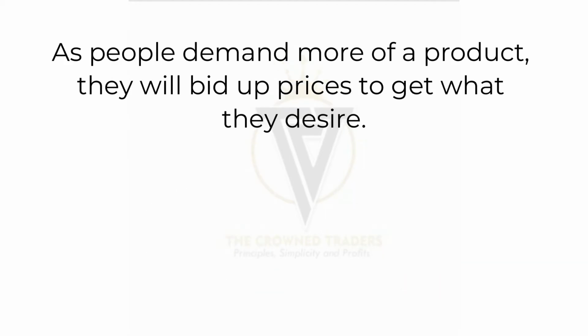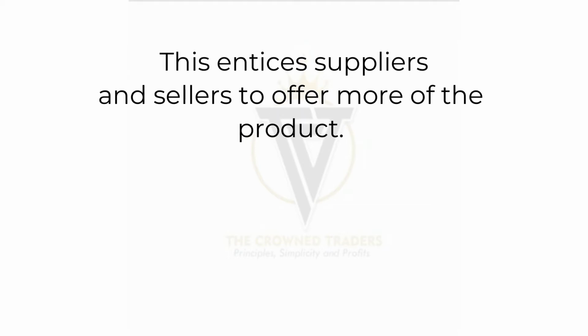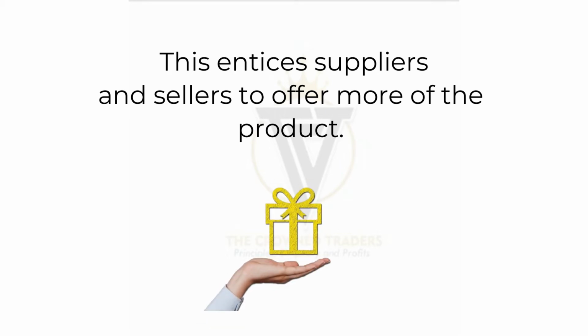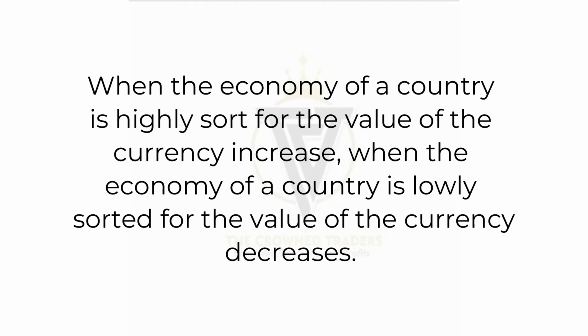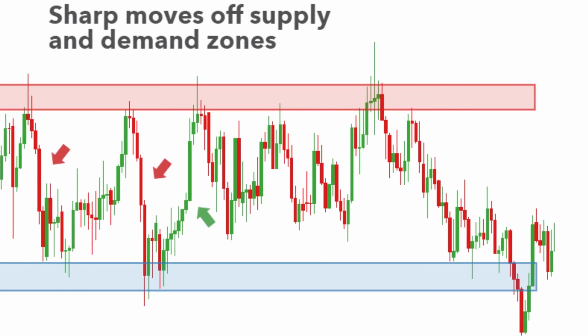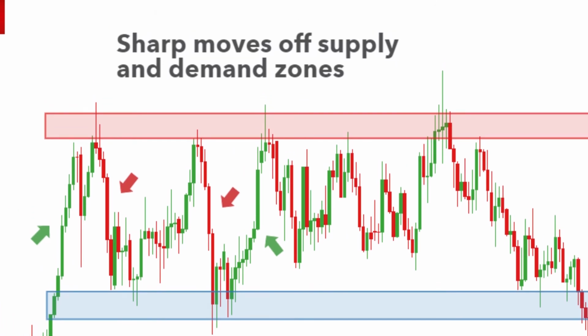As people demand more of a currency or a product, they will bid up prices to get what they desire. This entices suppliers and sellers to offer more of the products. Demand and supply of currency trading affects and relates to the general economic outlook of a country. When the economy of a country is highly sought after, the value of the currency increases. When the economy of a country is lowly sought after, the value of the currency decreases. That's a briefing for demand and supply principles that is applicable to the trading financial market.